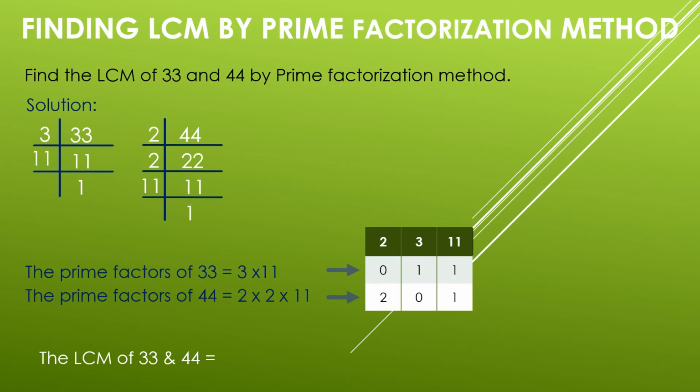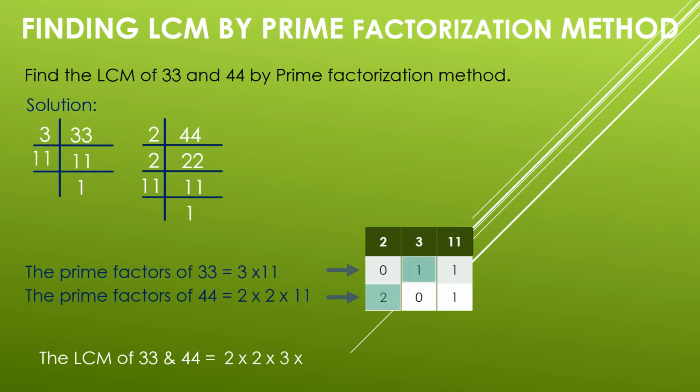Now we take the maximum count of each prime factor. First we take 2. 2 is present 0 time in 33 and 2 times in 44, so write 2 2 times, 2 multiplied by 2. Then we take the maximum count of 3. Look, 3 is present 1 time in 33 and 0 time in 44. So write 3 1 time.